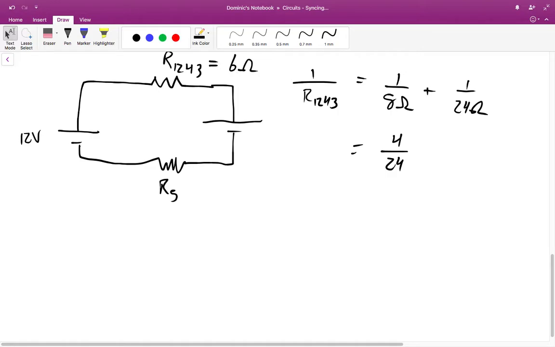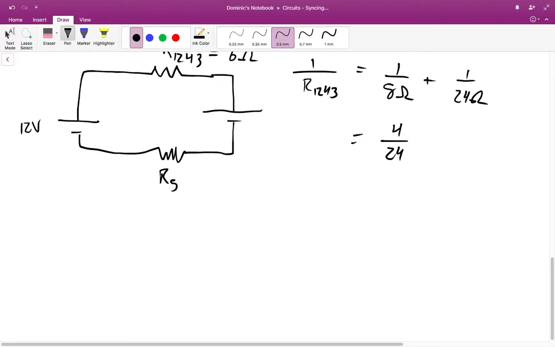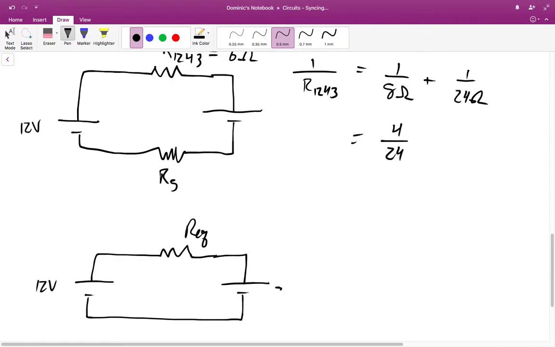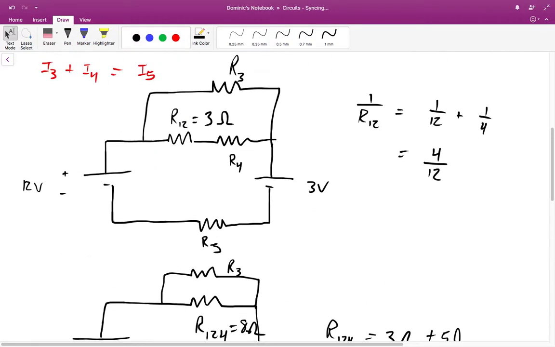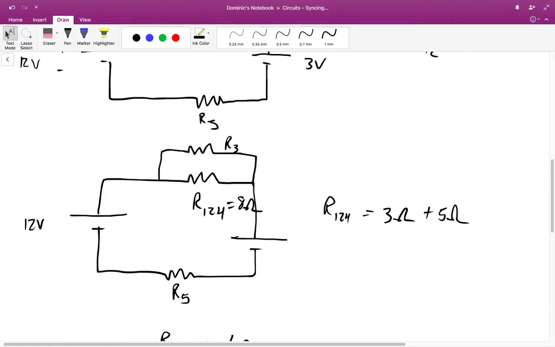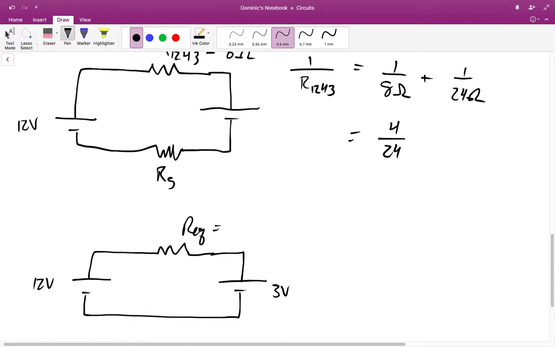And then one more that we could combine if we want to. We're going to combine all of them. So we'll have our 12-volt battery, and then we're going to have our equivalent, and then we will have our 3-volt battery. And so our equivalent is going to equal, if we just add those up, 6 ohms plus R5 was 3 ohms, so that gives us 9 ohms. So our equivalent is just 9 ohms.